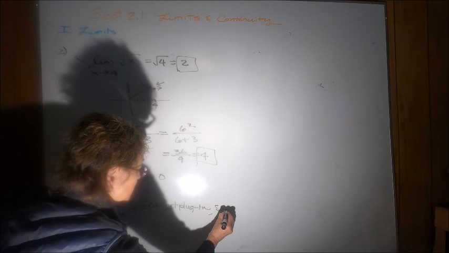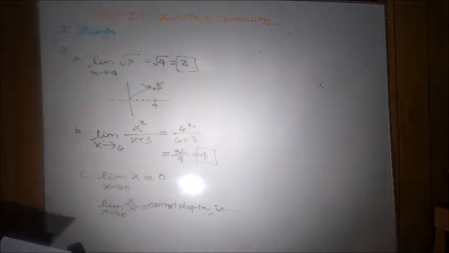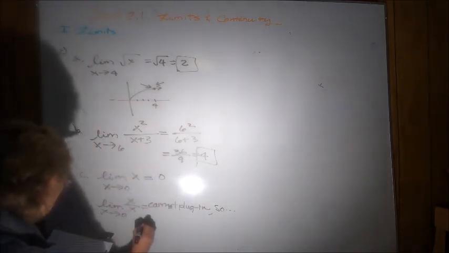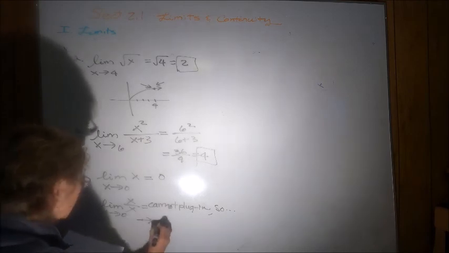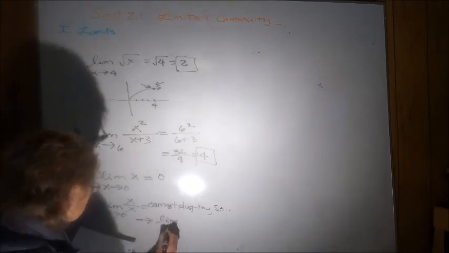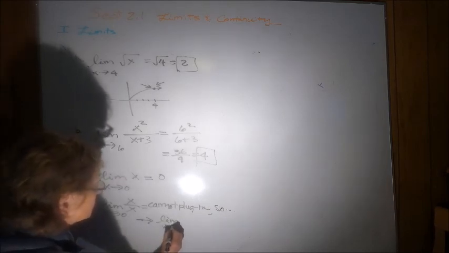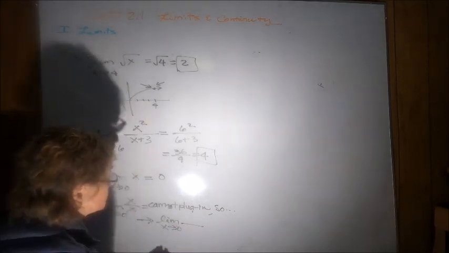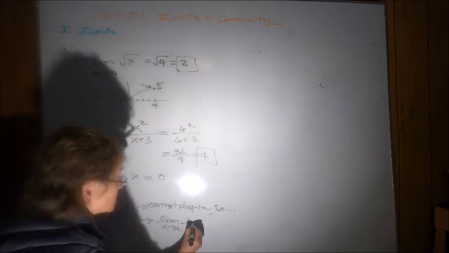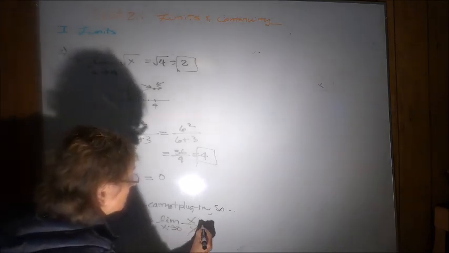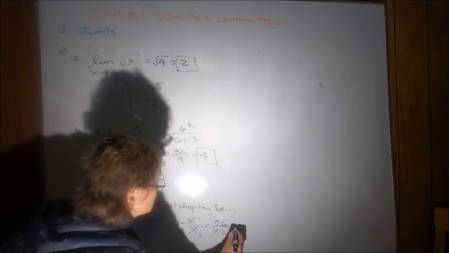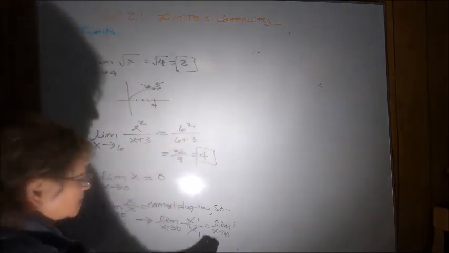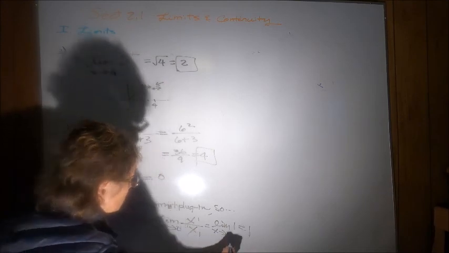But look at that. Can we cancel the x? So we do it this way. You can do the limit as x approaches 0, and if you cancel out, then it becomes the limit as x approaches 0 of 1. So the answer is 1.